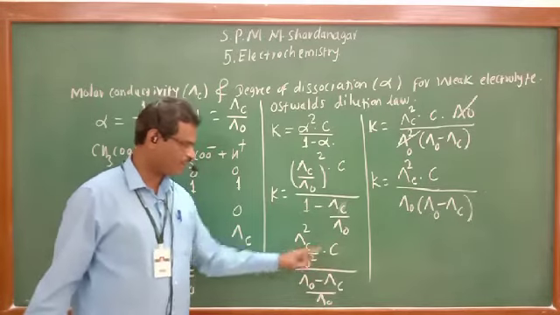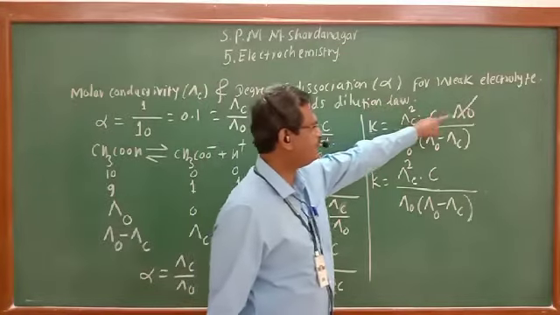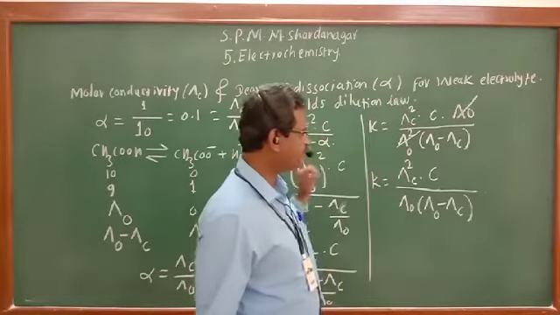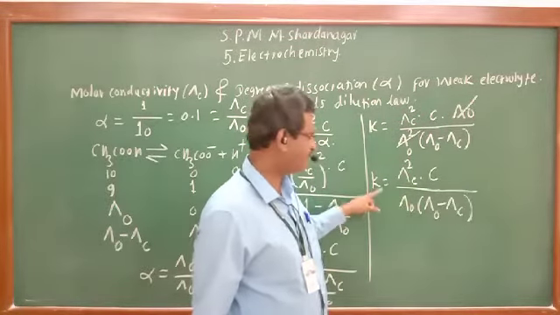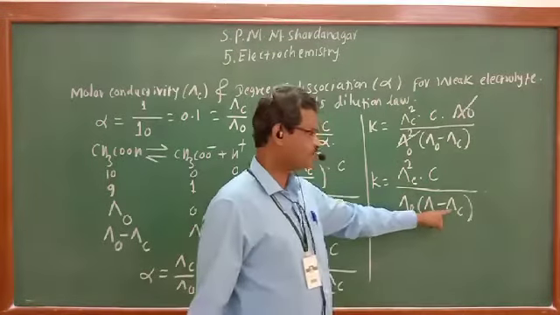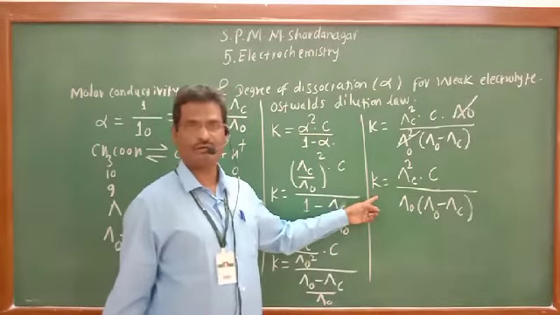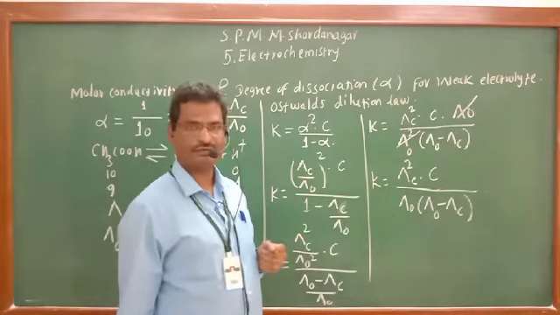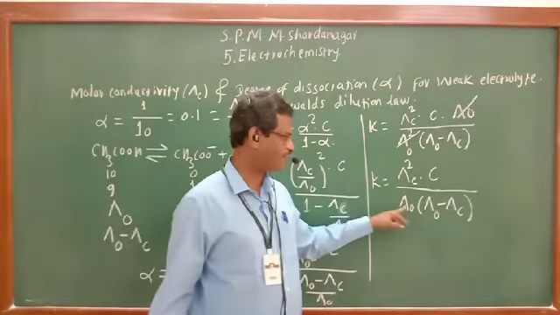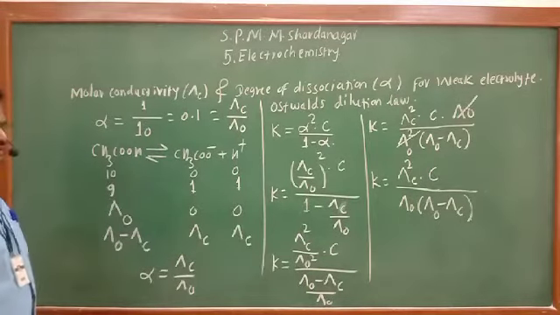Now lambda 0 taken at numerator, this comes at the denominator. We get lambda C square into C, lambda 0 square, lambda 0 minus lambda C. One of the lambda 0 cancelled. So finally we will get K is equal to lambda C square into C divided by lambda 0 minus lambda C. This is the Ostwald dilution law for dissociation constant in terms of molar conductivity at given concentration and at zero concentration. This equation may also be asked in your exam.